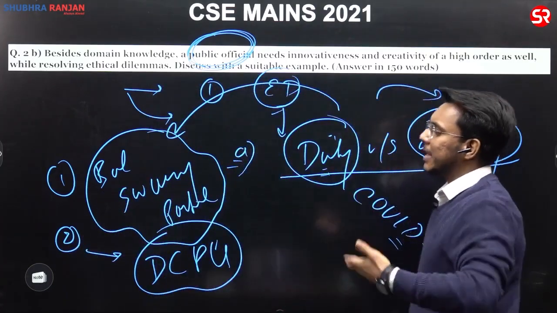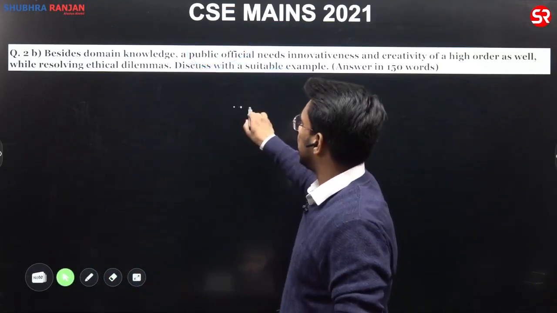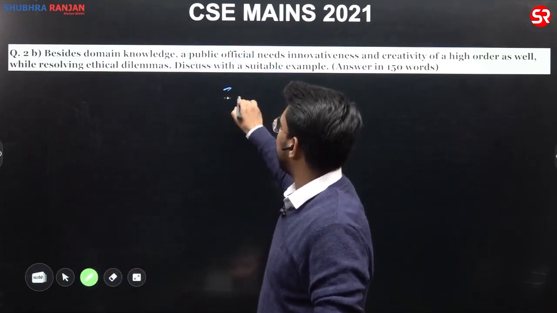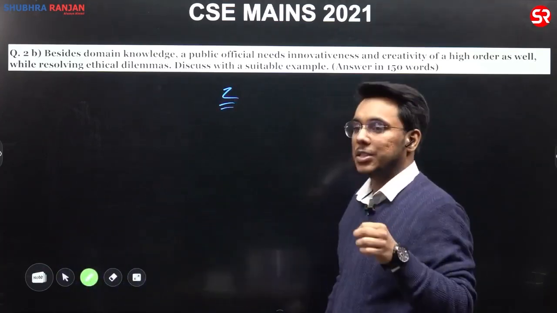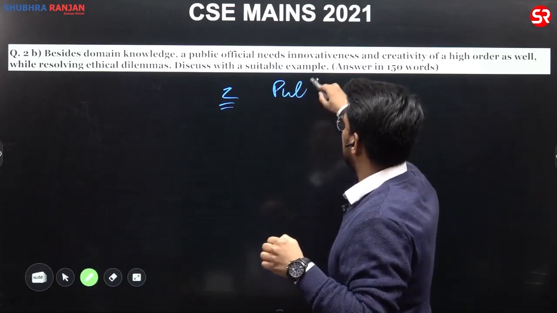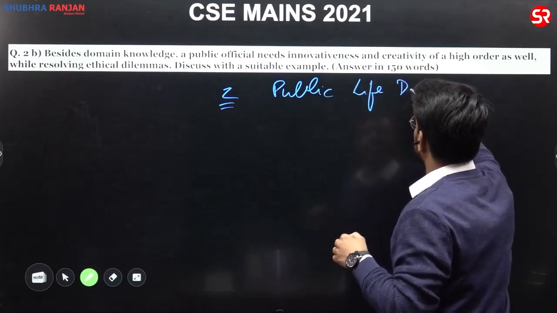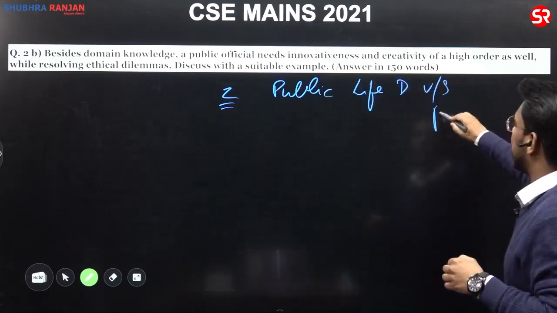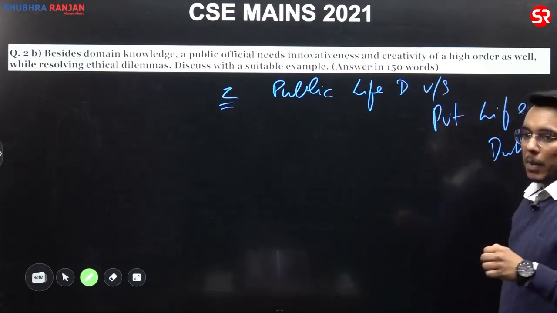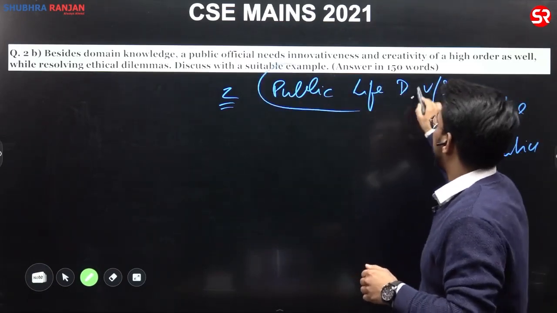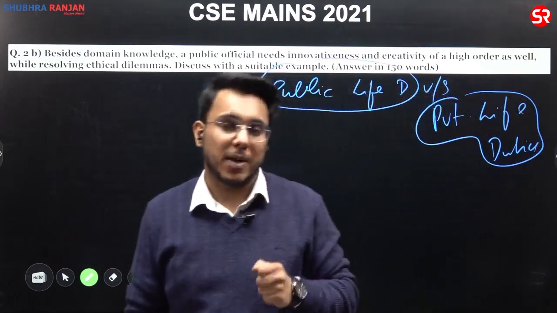Then, some other ethical dilemmas, कुछ और ethical dilemmas, let's see them also. Ethical dilemma number 2. Now, there could be the dilemma of deciding between public life duties versus private life duties. Public life duties, private life duties. Now, this ethical dilemma was faced by our frontline workers. Our frontline workers face this particular dilemma.